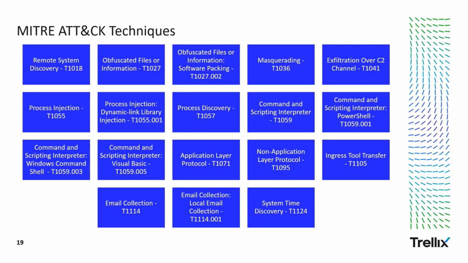The next technique utilized by Emotet campaigns is T1071, which is application layer protocol. Here, adversaries may communicate using application layer protocols to avoid detection and network filtering by blending in with existing traffic. Commands to the remote system, and often the result of those commands, will be embedded within the protocol traffic between the client and the server. T1095, non-application layer protocol. Here, adversaries may use a non-application layer protocol for communication between host and C2 server or among infected hosts within a network.